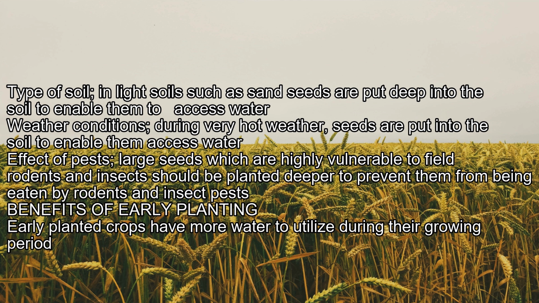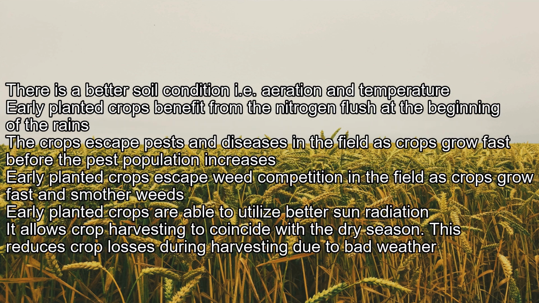Benefits of early planting. Early planted crops have more water to utilize during their growing period. There is a better soil condition, i.e., aeration and temperature. Early planted crops benefit from the nitrogen flush at the beginning of the rains. The crops escape pests and diseases in the field as crops grow fast, before the pest population increases.